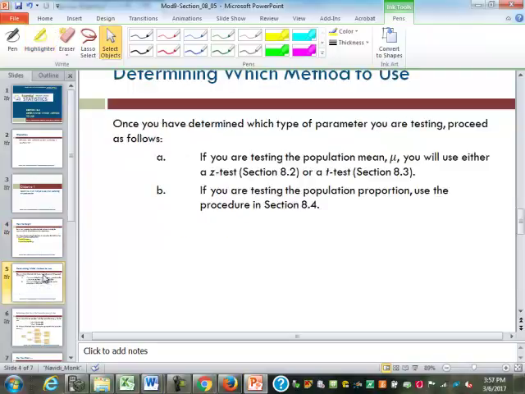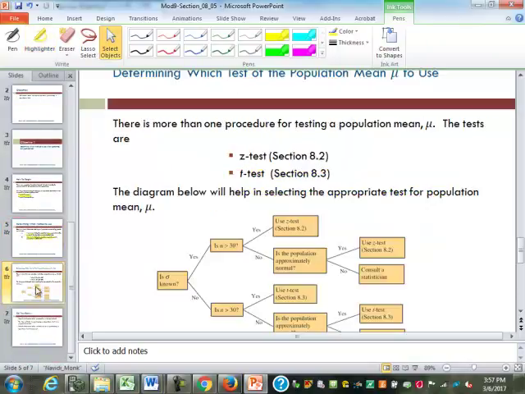Next, if it is the mean, then we have to know the population standard deviation. If we do not know the population standard deviation, then we have to use the t-test. If we do know the population standard deviation, we're going to use the z-test. For a proportion, we're always going to use a z-test. Here's our little chart.